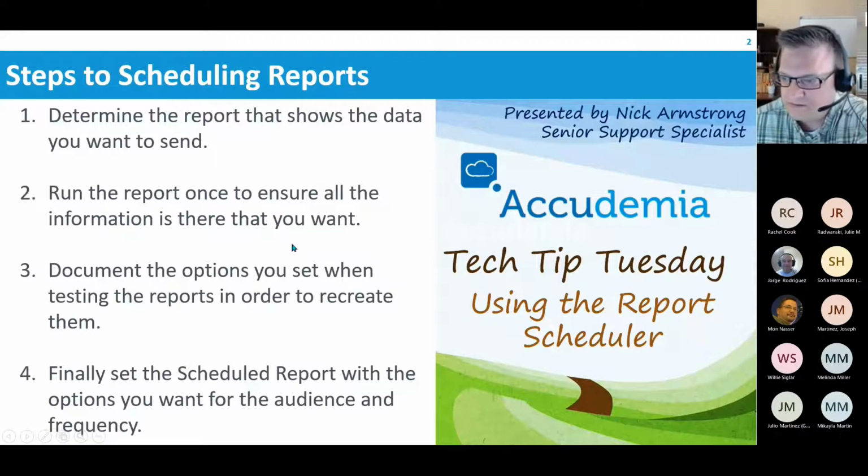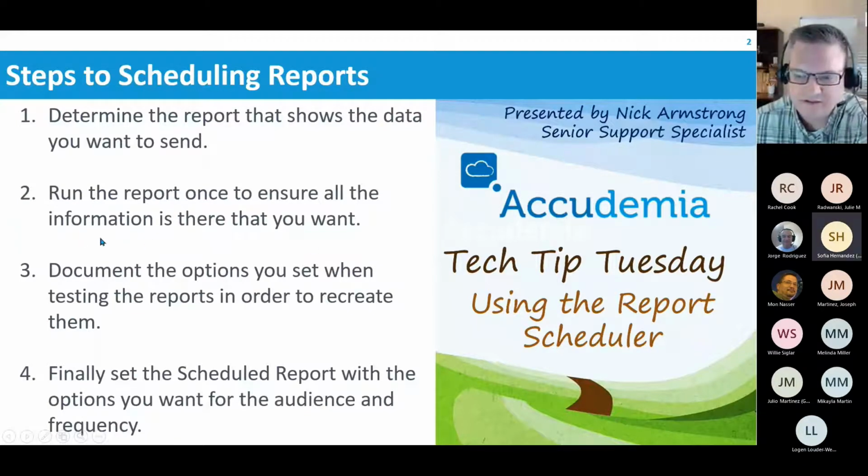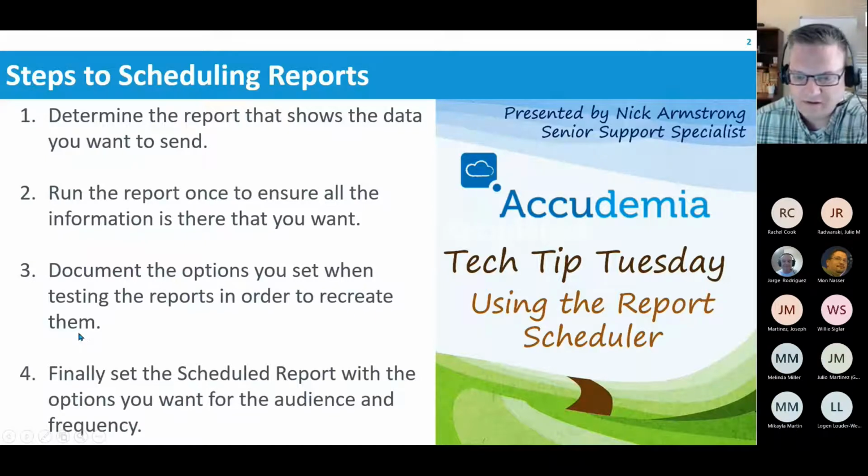Once you've determined that report, you might run it a few times or test it out to see, am I getting the data that I want in there? And then I would document the options that you selected, so if you ever had to recreate this, or wanted to do it similarly in the future, you have all those steps that you've chosen. Maybe you filtered for all of your math instructors, and you want to send one out similarly to all your English instructors, that kind of thing.